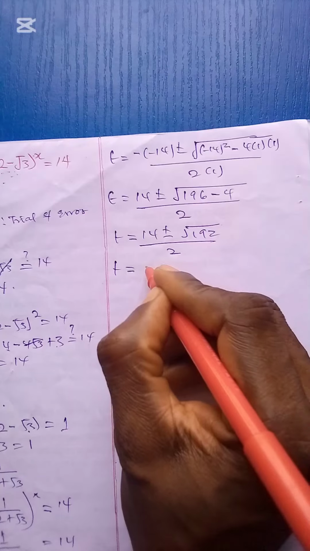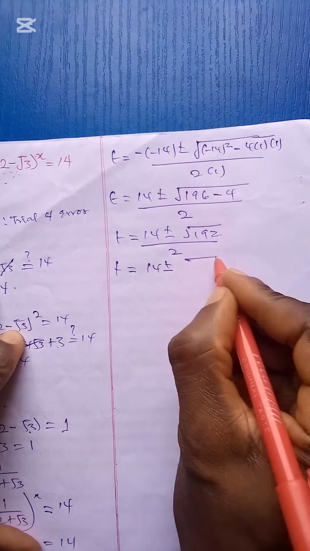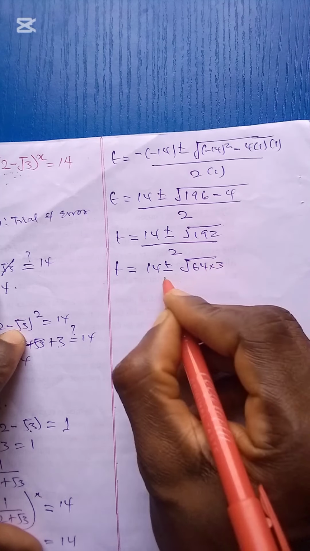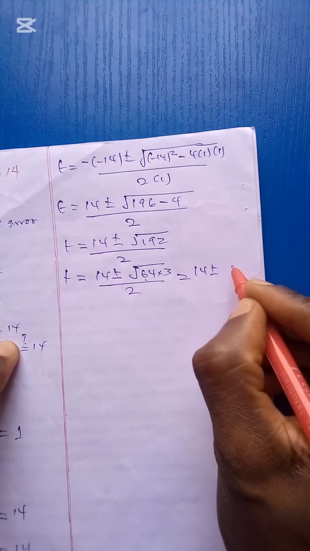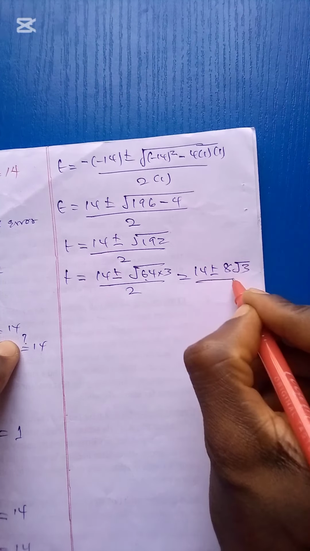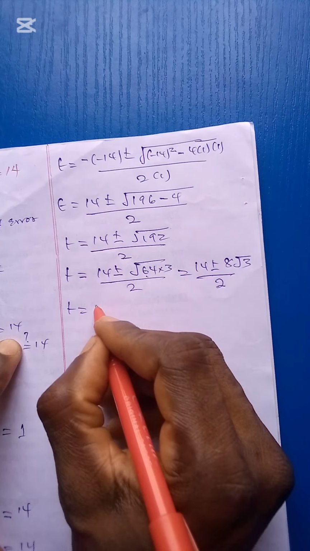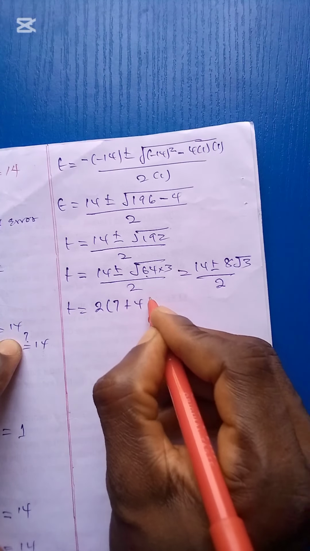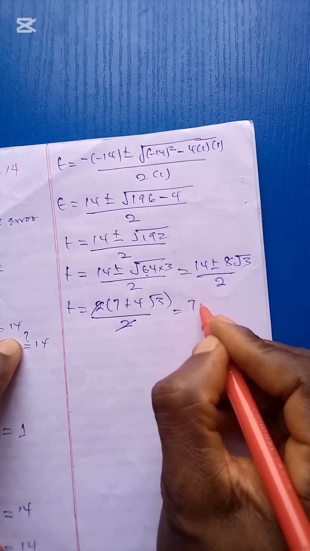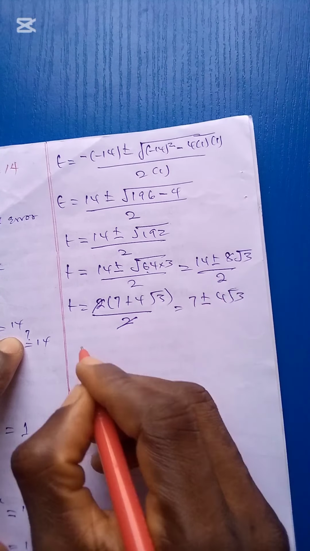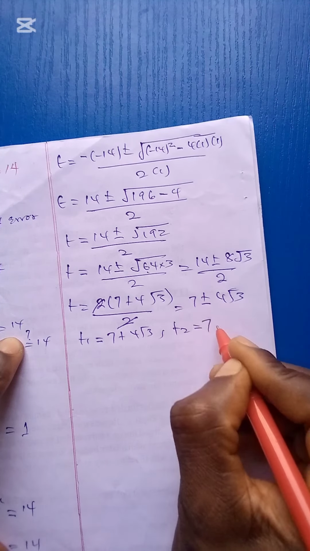Therefore, t is equal to 14 plus or minus the square root of 192, which can be written as 64 times 3. So we have the square root of 64 times 3 all over 2, which will give us 14 plus or minus the square root of 64, which is 8, times √3, all over 2. Now t equals, I can factorize 2 out here. That becomes 2 times (7 plus or minus 4√3) all over 2, where these 2 and these 2 cancel out, giving us 7 plus or minus 4√3. So t1 is equal to 7 + 4√3, and t2 is equal to 7 − 4√3.